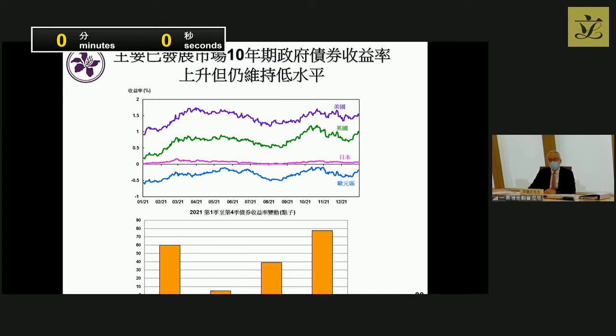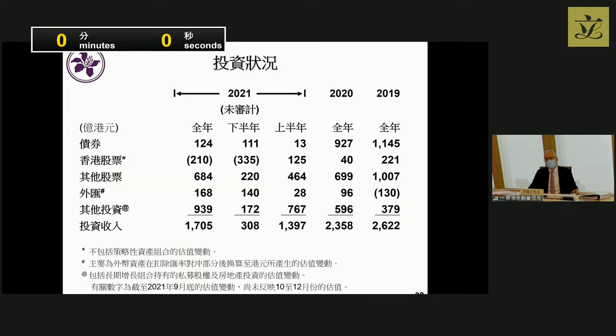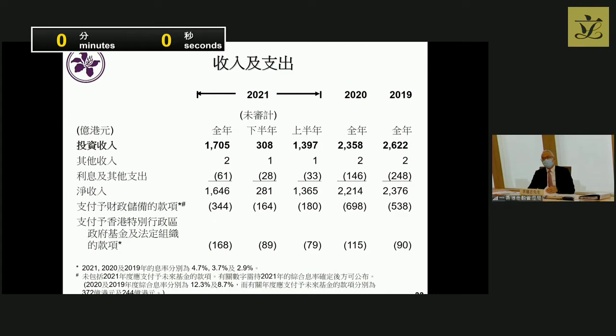The next two slides will talk about the government bonds market and the stock market performance. While this is the investment performance in 2021, bonds made very little returns as they recorded a sharp price drop. And while other markets have risen, the Hong Kong stocks fared not so well. In the overall investment performance, the biggest contribution came from other investments, that is, the Hong Kong growth portfolio, which achieved good returns. Altogether, we achieved $170 billion in returns, and this has been announced earlier.